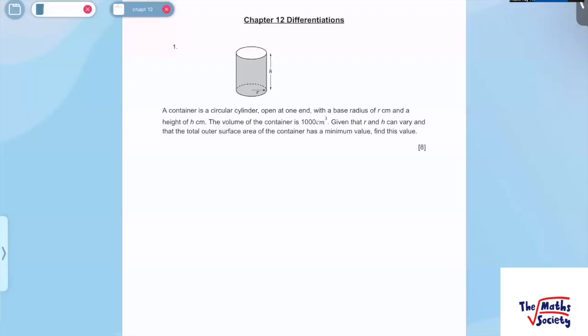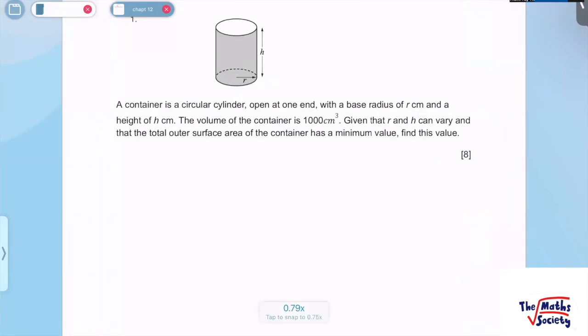Okay, so starting with question 1. It says that a container is a circular cylinder, open at one end, with a base radius of r centimeters and a height of h. Volume is 1000 cm cubed. Given that r and h can vary and that the total outer surface area of the container has a minimum value, you need to find the minimum value of the surface area.